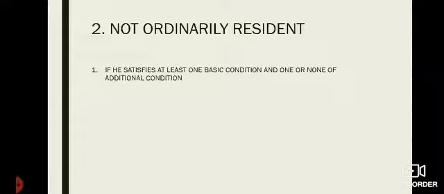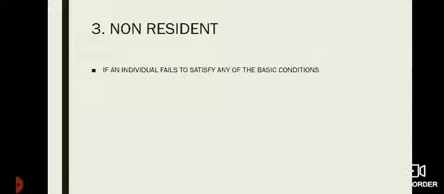In case a person satisfies one basic condition and one additional condition, or none of the additional conditions. Pay attention, if a person satisfies one basic condition plus one or none of the additional conditions, then a person is known as not ordinarily resident. So if he satisfies at least one basic condition and one or none of the additional conditions, he is known as not ordinarily resident.